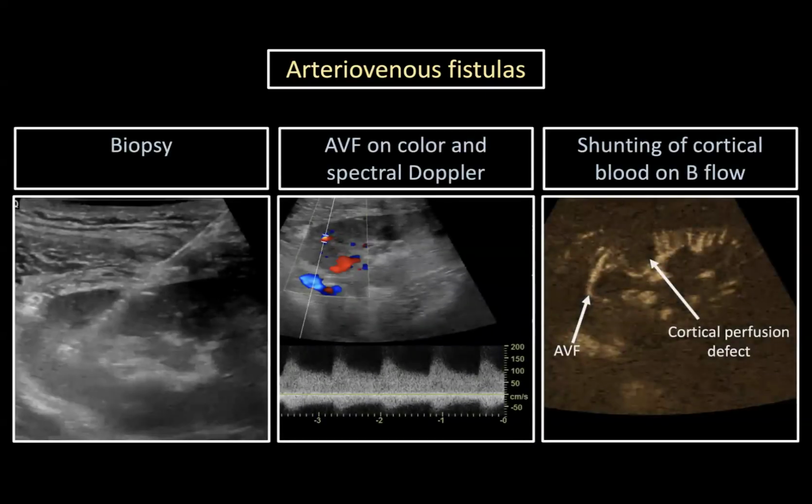And here's just another example here. Here is a biopsy that was performed, an arterial venous fistula was created, and this kind of nicely shows on this B-flow image, which is a non-Doppler grayscale way of being able to depict flow. Here you can see the arterial venous fistula. Here's the cortex of the kidney, and you can see there's this cortical perfusion defect here created from shunting of the blood away from this particular area and preferentially just going into the renal vein. So arterial venous fistulas can create areas of hypoperfusion within the graft itself.